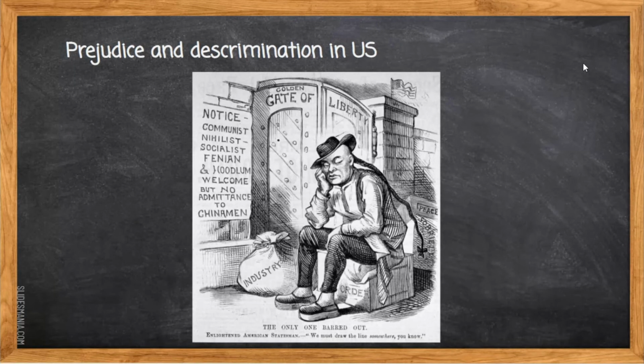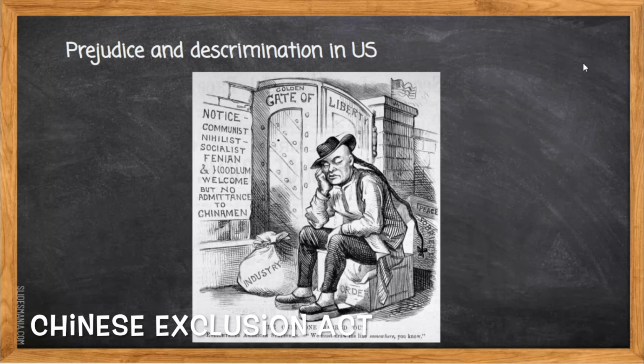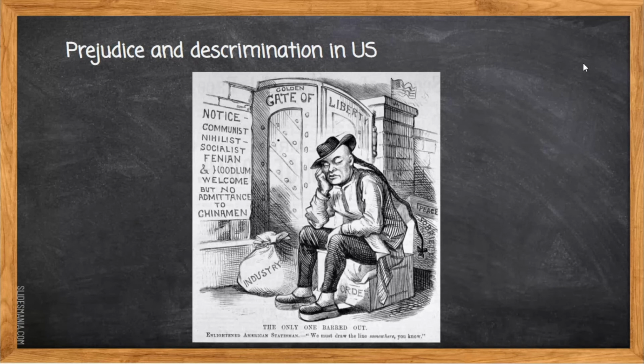In California specifically, they were discriminated against, and it was prohibited for them to be hired within some jobs. The US would later pass the Chinese Exclusion Act in 1882. This banned further Chinese immigration to the US. It was limited at first, and then it became permanent. It was later repealed in 1943.